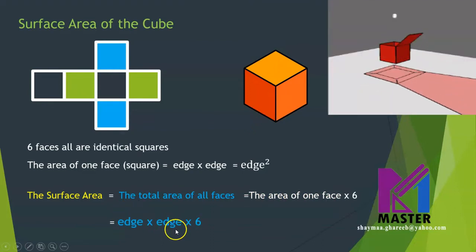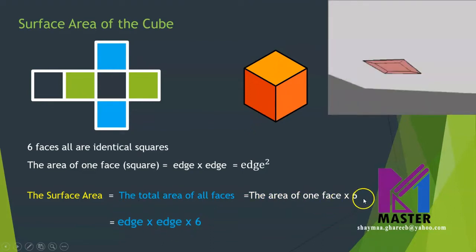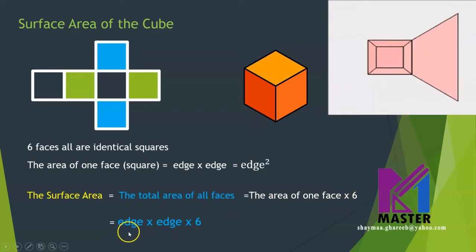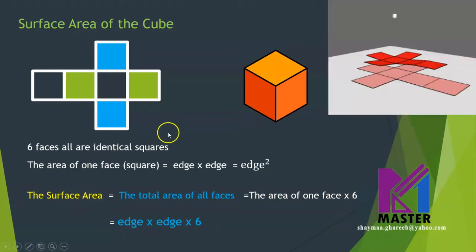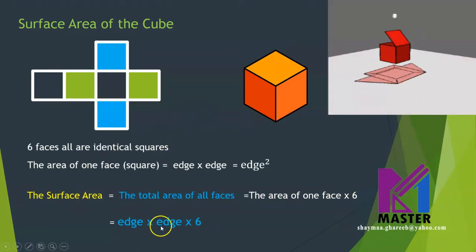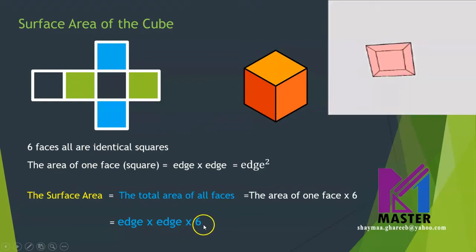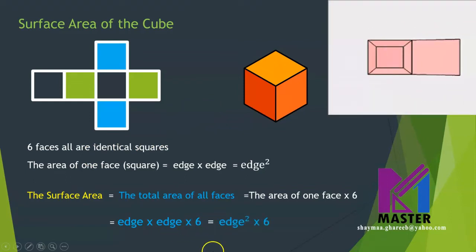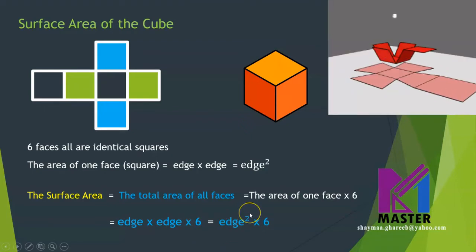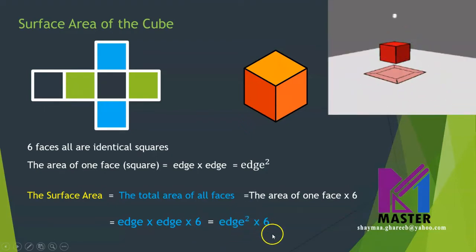Now, how to get the area of one face? As we said, edge times edge. Then times 6. So we can say that the surface area of a cube equals edge times edge times 6. We can also say edge squared times 6.